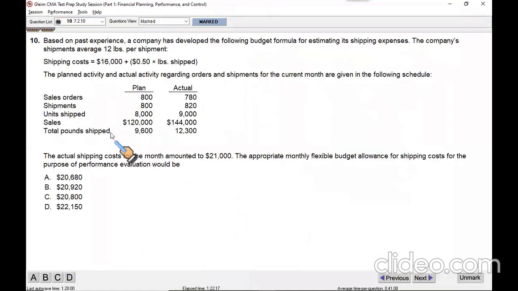Now, based upon past experience, a company has developed the following budget formula for estimating its shipping expense. The company's shipments averaged 12 pounds per shipment. This is the average size of our shipment. Shipping cost, $16,000 is fixed. Then every pound we ship costs us $0.50 per pound, right? So this is the formula which we will use to calculate our shipping cost.